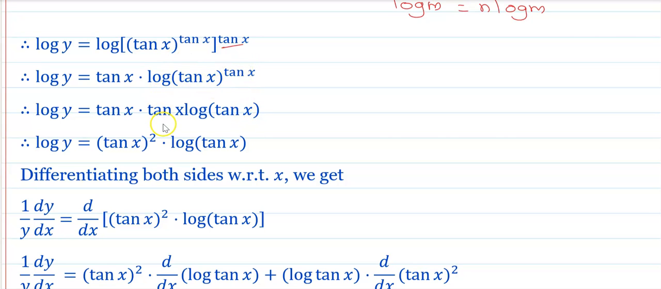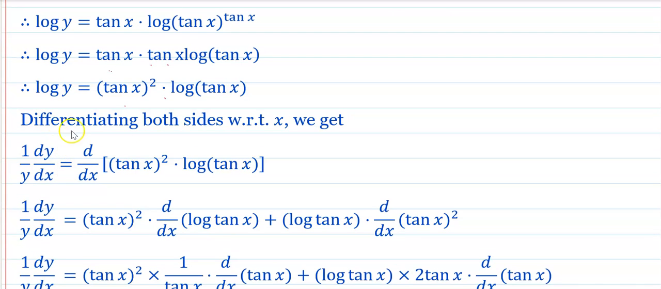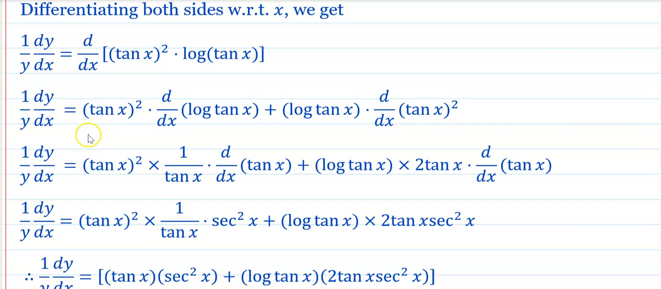Again this tan came in front. Then you will get tan of x into tan x into log of tan x. Tan x into tan x, tan of x bracket square into log of tan x. This is log of y. Differentiating both sides with respect to x, log of y's derivative is 1 upon y into dy by dx, equal to d/dx of tan of x bracket square into log of tan x. Keep this tan of x bracket square as it is, d/dx of log of tan x plus log of tan x into d/dx of tan of x bracket square.